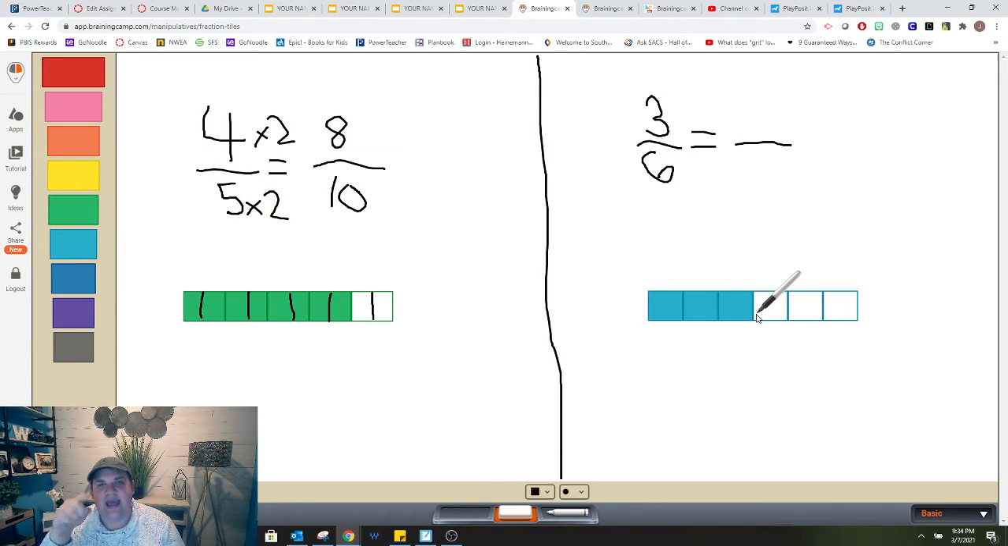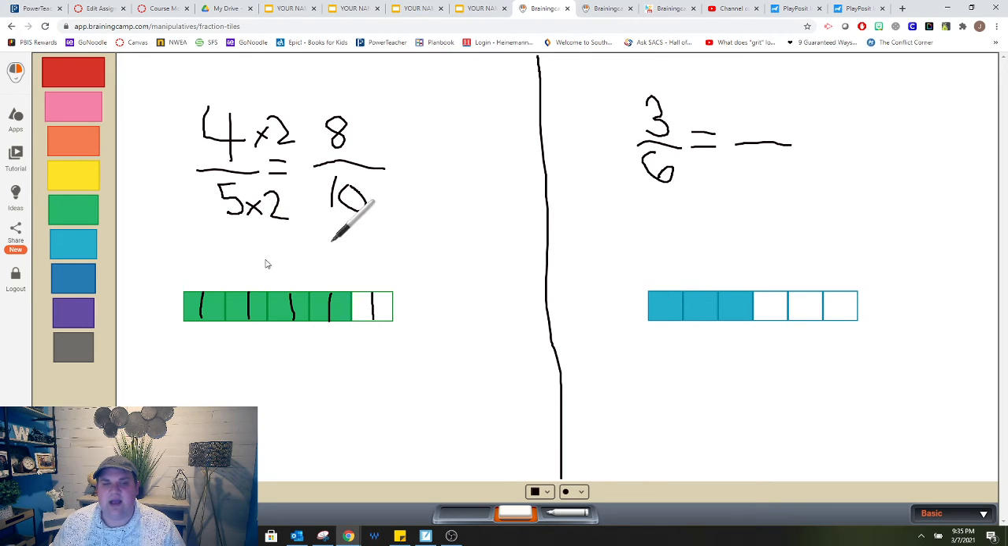Now, I'm wondering if you can try it with 3/6. Go ahead and get Braining Camp open and do what I just did with 4/5, or use your tiles, or draw a picture or a number line to help you decide what fraction is equal to 3/6 if I partition all of those pieces in half. What fraction would be equivalent to 3/6? Enter that into PlayPosit now.